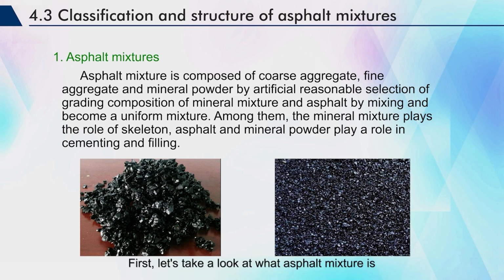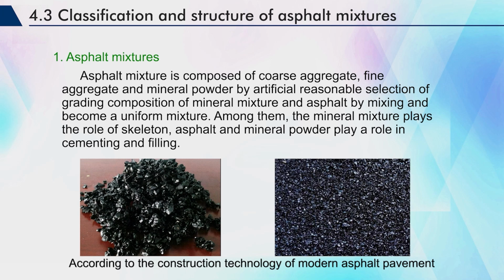First, let's take a look at what asphalt mixture is. Asphalt mixture is a uniform mixture composed of mineral mixture composed of coarse aggregate, fine aggregate, and mineral filler through artificially selected grading mixed with asphalt. Among them, mineral mixtures play a skeleton role, while asphalt and mineral filler play a bonding and filling role.